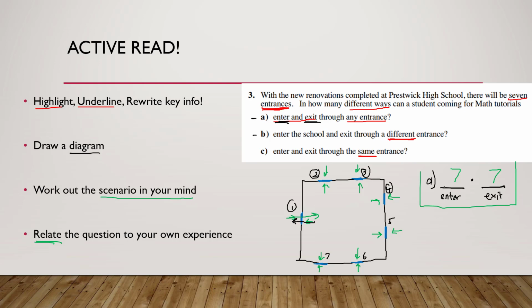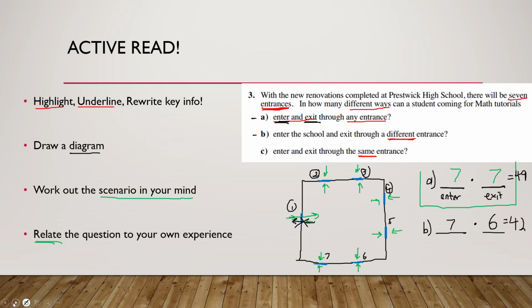So therefore I have 7 choices on the way in and 7 choices on the way out. 7 times 7 gives us 49. For B, I have to use a different entrance. So for B, I have 7 options to get in, but then I cannot use the same door anymore. So I lose an option on the way out. 7 times 6, 42. One word in here, any, different, totally changes things.